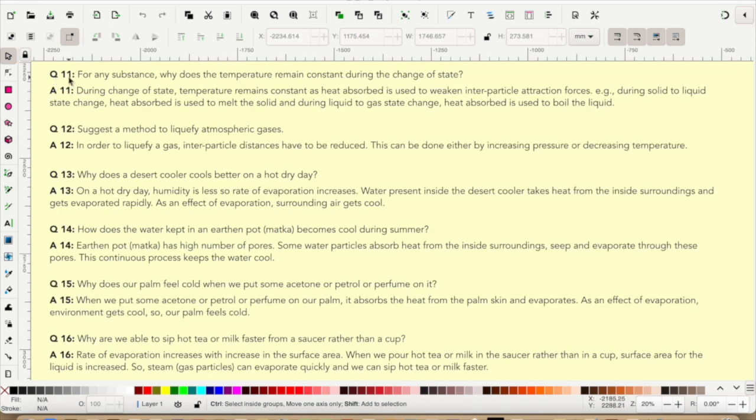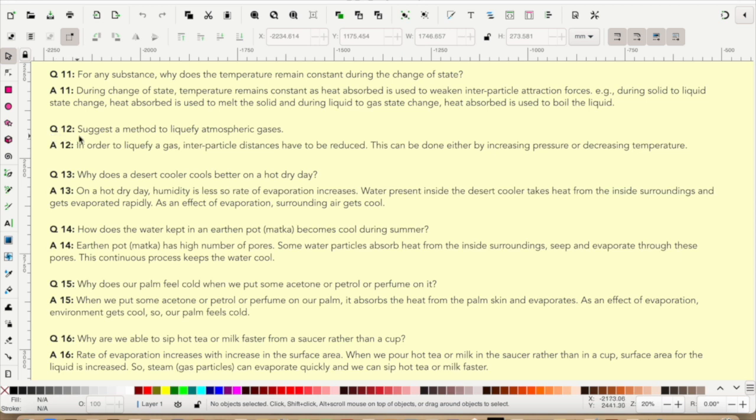Question 11. For any substance, why does the temperature remain constant during the change of state? Answer is, during change of state, temperature remains constant as heat absorbed is used to weaken interparticle attraction forces. For example, during solid to liquid state change, heat absorbed is used to melt the solid, and during liquid to gas state change, heat absorbed is used to boil the liquid.